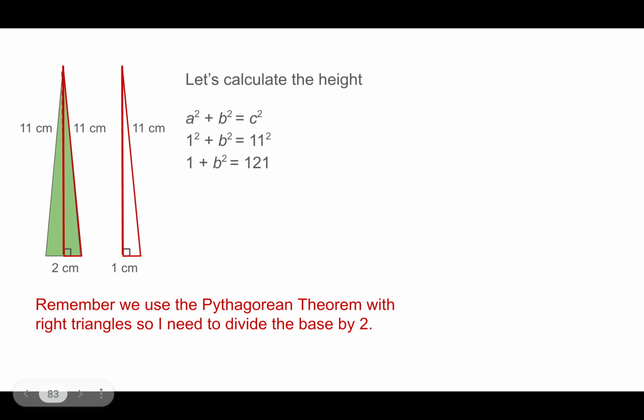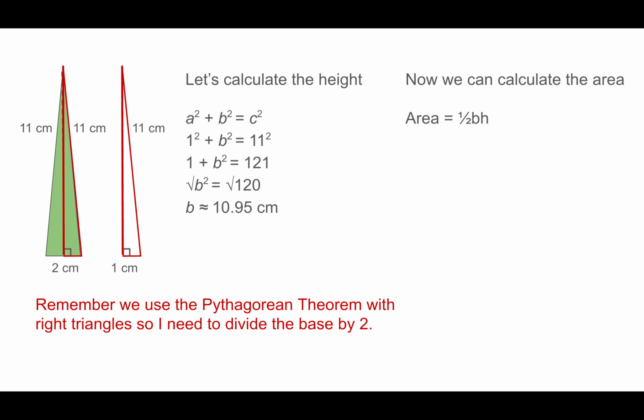So 1 squared is 1, plus b squared, equals 11 squared, which is 121. So b squared is 120. We find the square root. And so b is about 10.95 centimeters. So that's going to be my height.